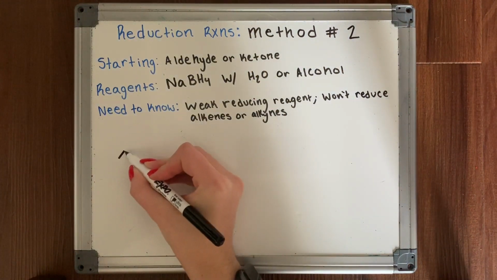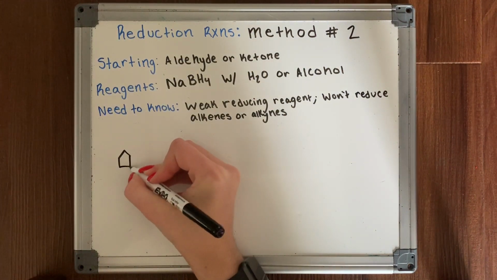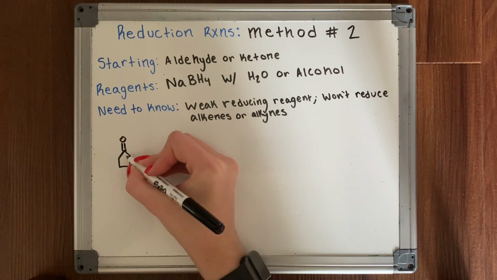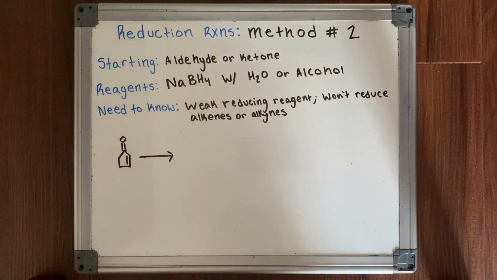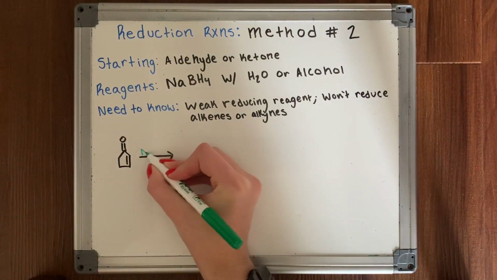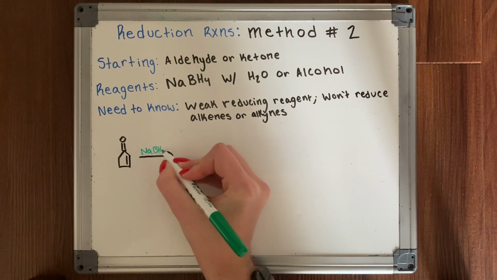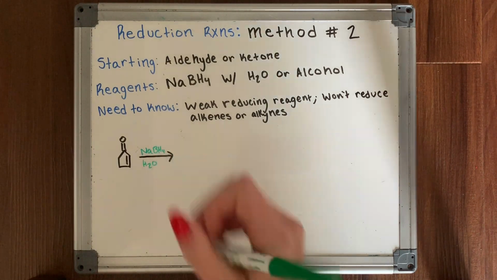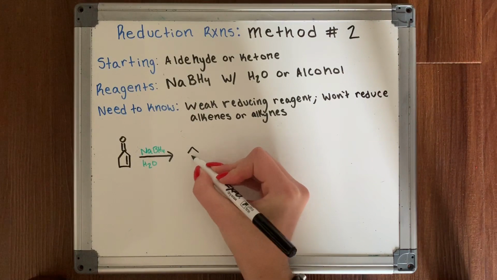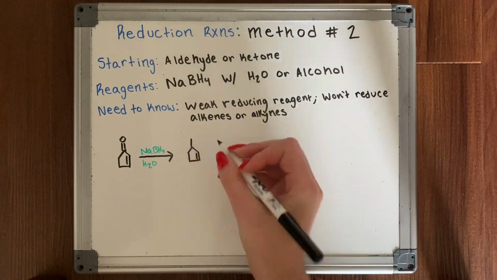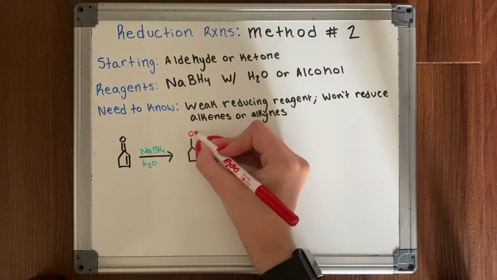Method number 2 also starts with an aldehyde or a ketone. The reagents are sodium borohydride with water or an alcohol. The need to know is that sodium borohydride is a weak reducing agent, so it will not react with the alkenes or the alkynes. This allows us to maintain some selectivity and control in our products.